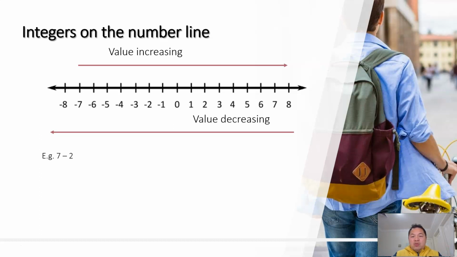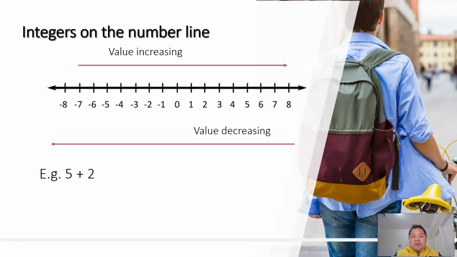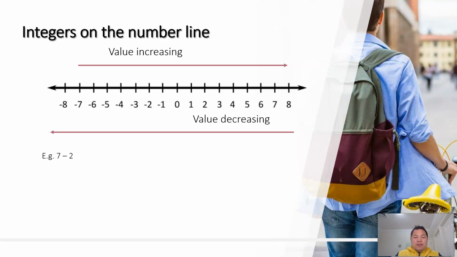So 7 minus 2, look, 7. When you minus 2, the value decreases by 2, isn't it? So that's how you get 5 as the answer. You minus 2 here, which is moving backwards 2 steps. That's how you get answer 5.